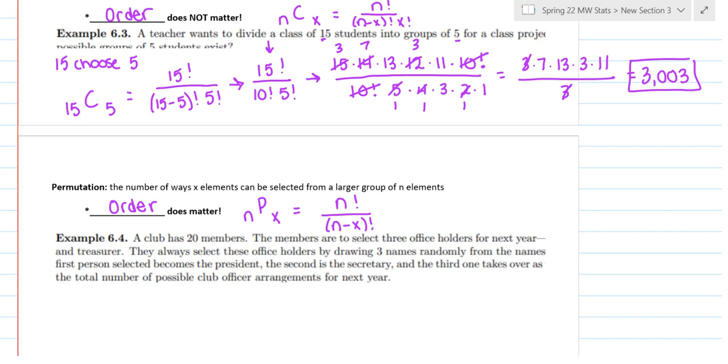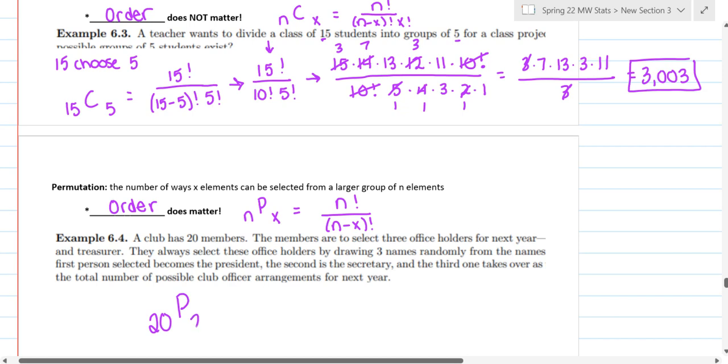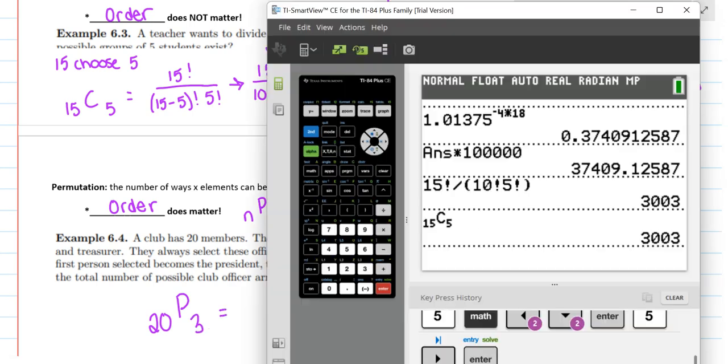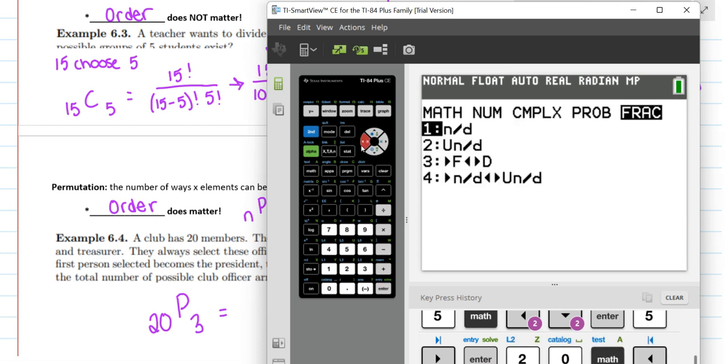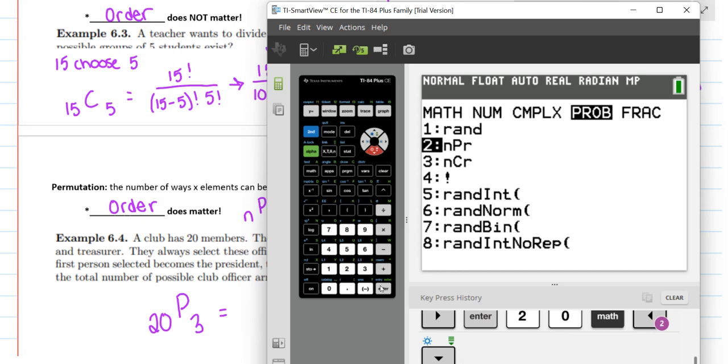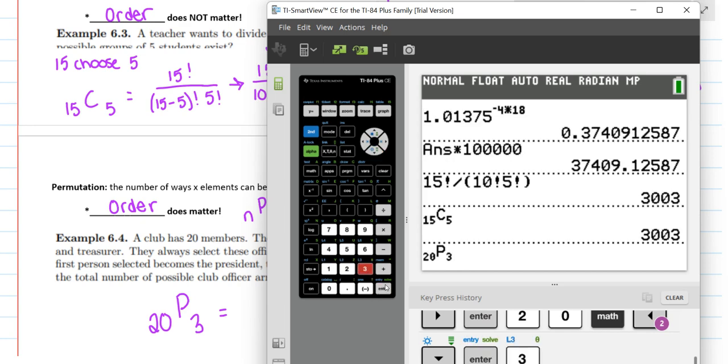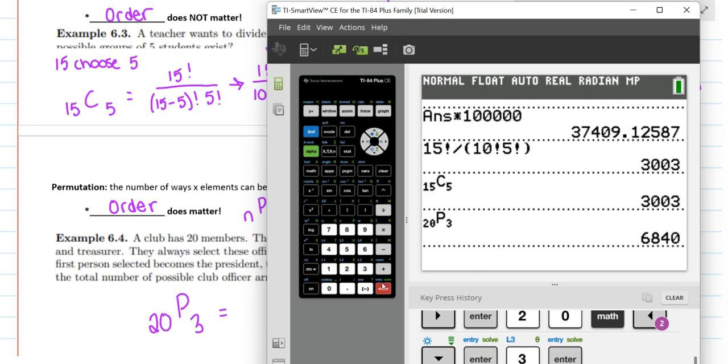All right, so then this would be 20 pick 3. So 20P3. So let's go to our calculator. We'll put the 20 in. And then math, probability, and nPr, 3. 6,840.